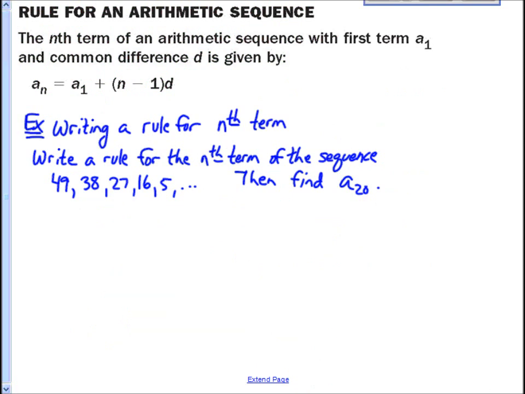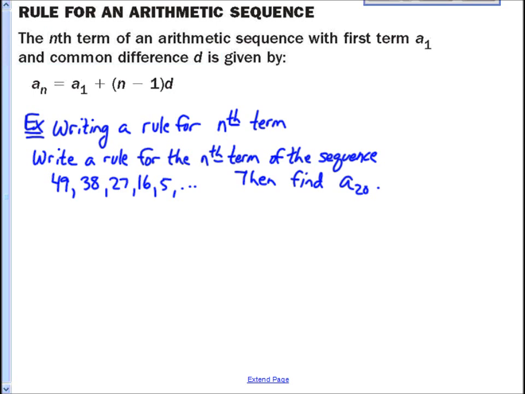All right, so here's a rule for an arithmetic sequence. If you remember last time, we were playing around with them and figuring them out intuitively. We did that with quite a few arithmetic sequences. Well, guess what? There's a rule, and you can follow this rule to find the formula for the sequence every time. Again, this only works for arithmetic sequences. So let's look at this: 49, 38, 27, 16, 5. We're trying to write a rule here for the nth term of the sequence.